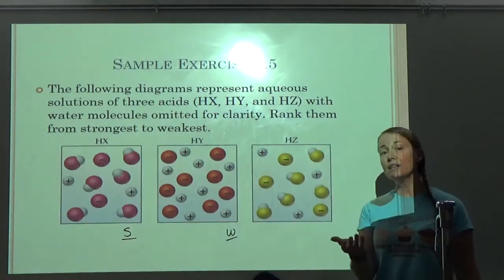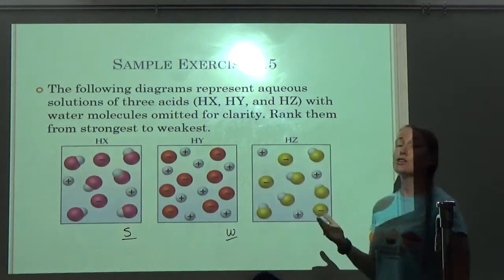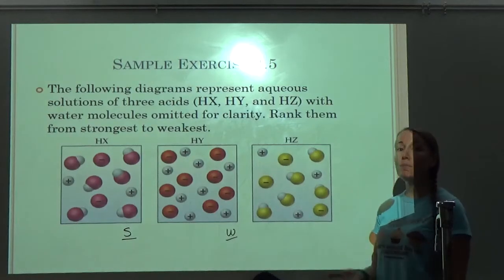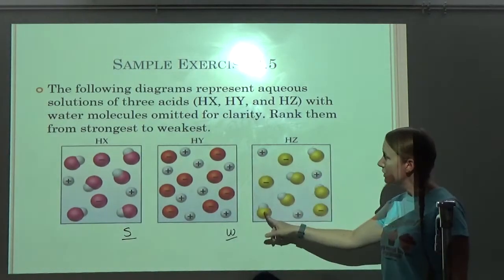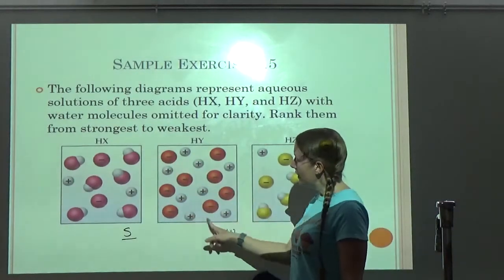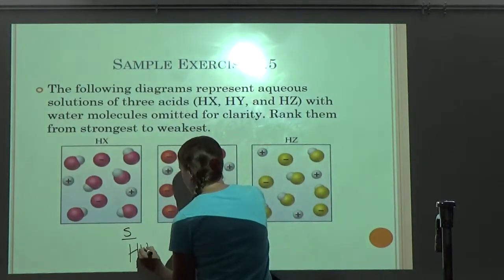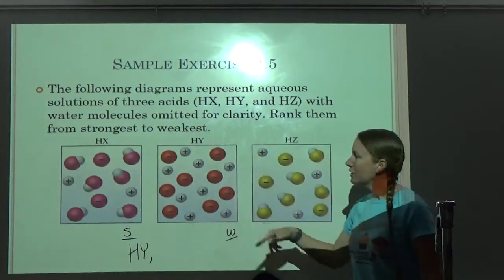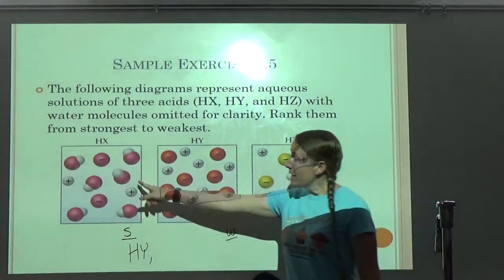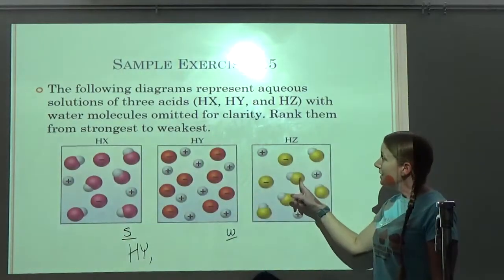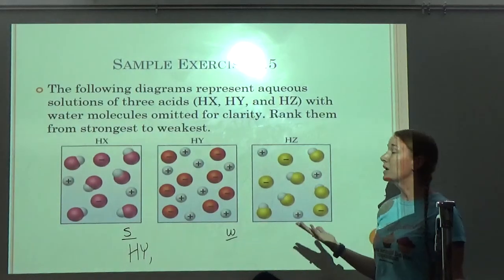Well, the strength of an acid depends on how much separates into ions. So the strongest acid will have the most of them that have split. If I look, this one has quite a few that are still together. This one, they are all split. So that means HY will be my strongest, because they have all fully split up. HX and HZ have some that have stayed together. Now we just have to look at who split up the most.